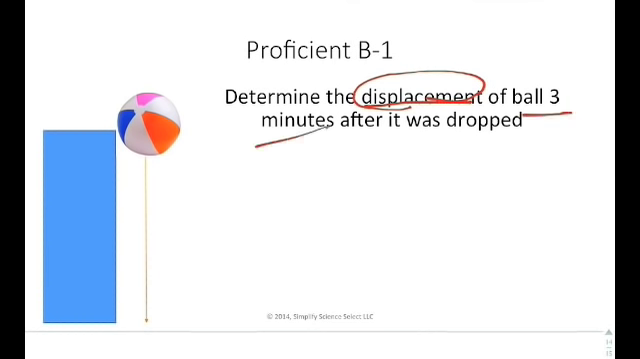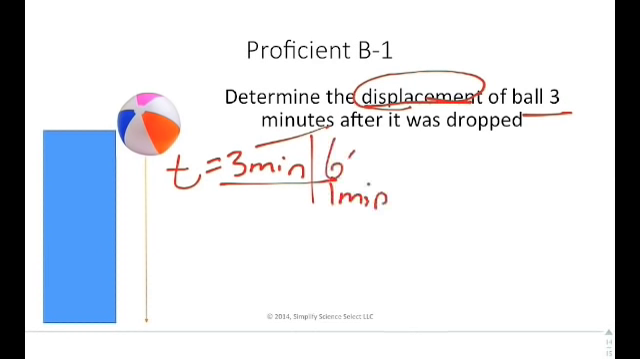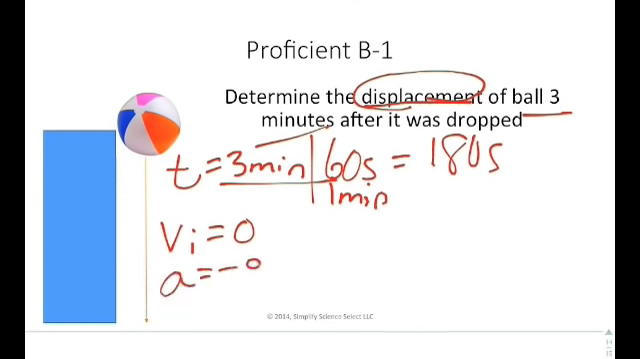And a lot of people say that's only one thing, that's not enough, but that is not the case. So you have a time of 3 minutes, which you know 3 minutes isn't going to work. So we say 1 minute, 60 seconds, and I know that's 180 seconds. Next, you would say it's dropped, so the initial velocity is 0, and the acceleration is negative 9.8 meters per second squared. I'm trying to solve for the displacement.